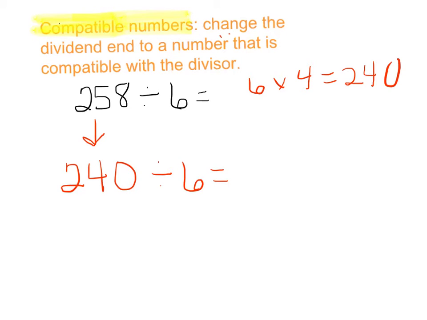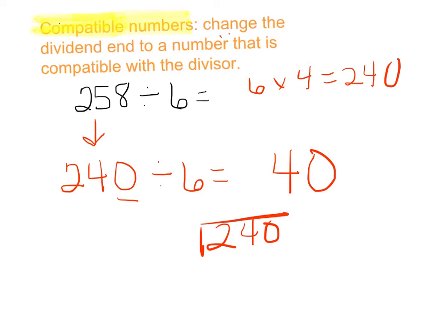I can do this mentally because 6 goes into 24 4 times, and then I have a 0, so it is 40. If I wrote it out underneath my little house, 6 goes into 24 4 times, that is 24. Subtract to get 0, bring down my 0. I get 40 for a quotient.